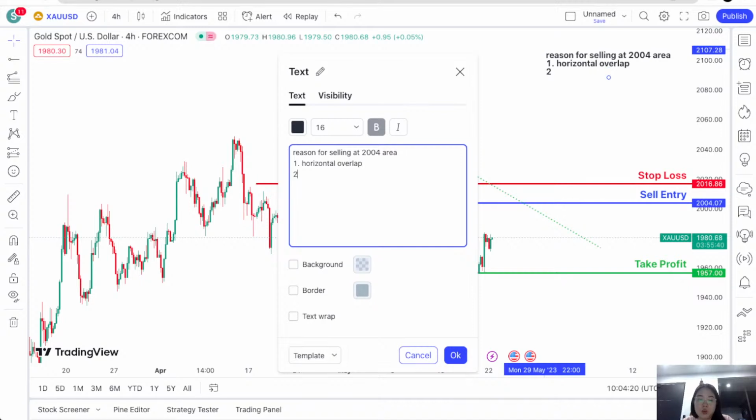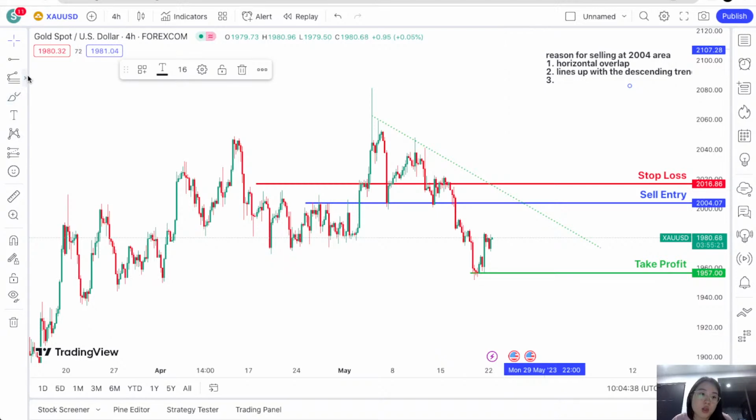Number two, a horizontal overlap that lines up with the descending trend line. I'm going to have way more reasons in a while. I just need to show you guys what my other reasons are.